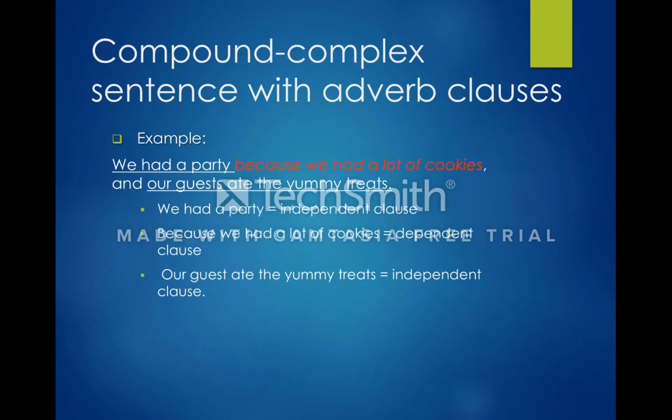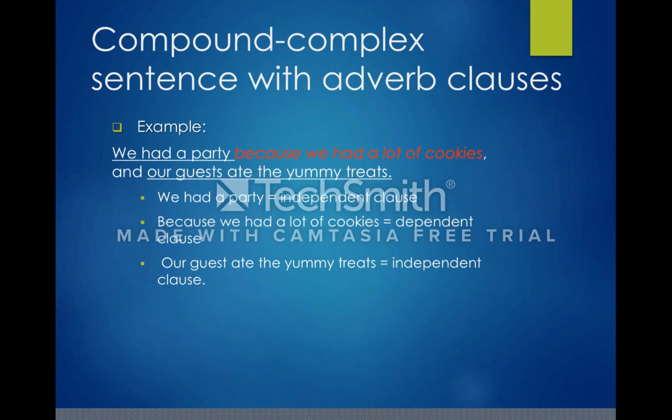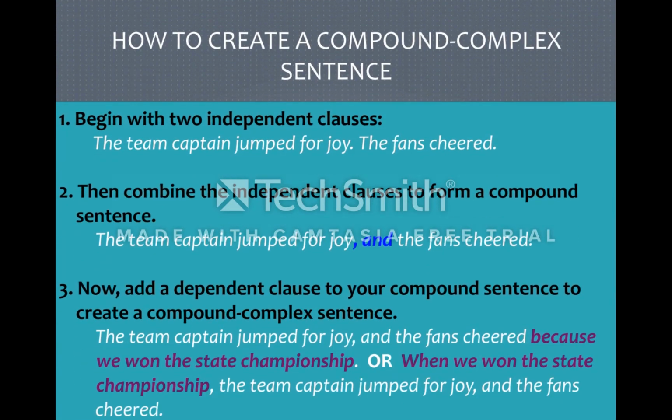And our guests ate the yummy treats is an independent clause. The dependent clause, because we had a lot of cookies, functions as an adverb which tells the reason, and it is a compound complex sentence with an adverb clause. Now let's look at the ways to create a compound complex sentence.